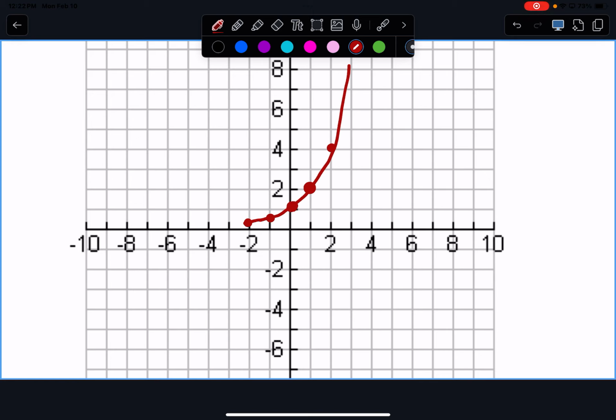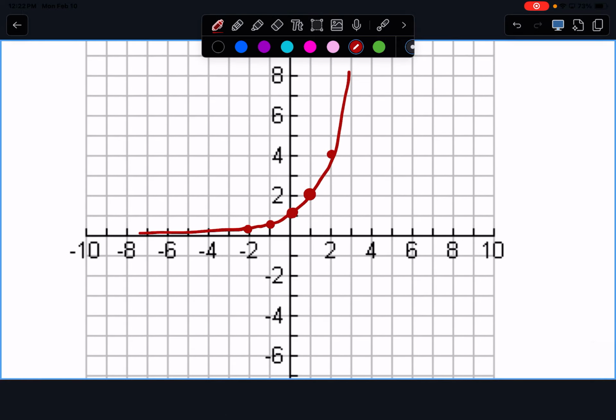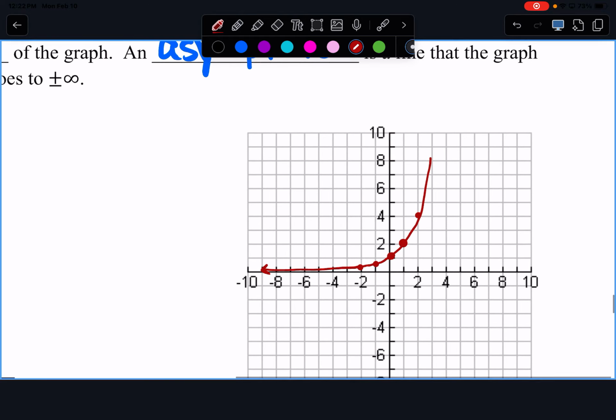Now, as I'm drawing this, should I draw my line to touch the x-axis? Yes or no? No. Okay, so whenever you're drawing it, be super careful. Try not to touch. You can get it close, but don't touch it. And that is what our graph should look like.